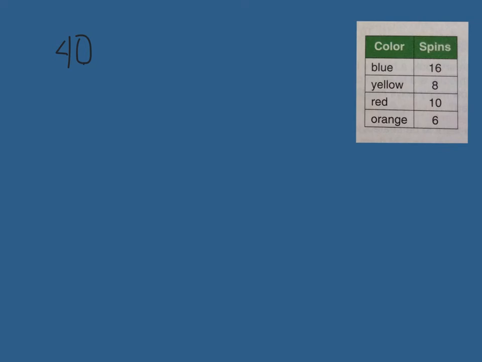First we would need to find the experimental probability of spinning blue. That would be 16 out of 40, because that was how many times they spun it. So 16 out of 40. That would reduce down to 2/5.